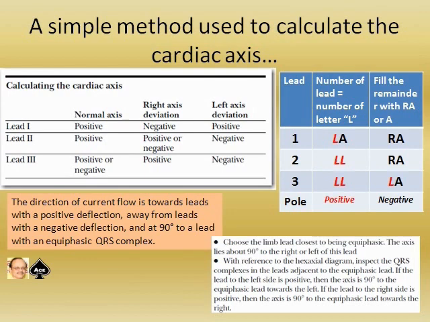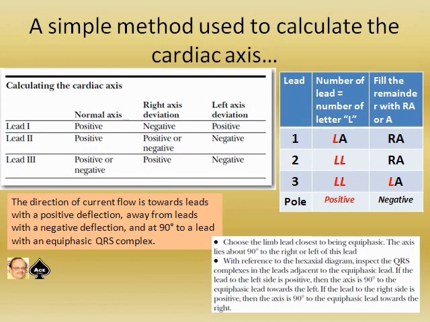With reference to the hexaxial diagram, inspect the QRS complex in the lead adjacent to the equiphasic lead. If the lead to the left side is positive, then the axis is 90 degrees to the equiphasic lead towards the left. If the lead to the right side is positive, then the axis is 90 degrees to the equiphasic lead towards the right side.